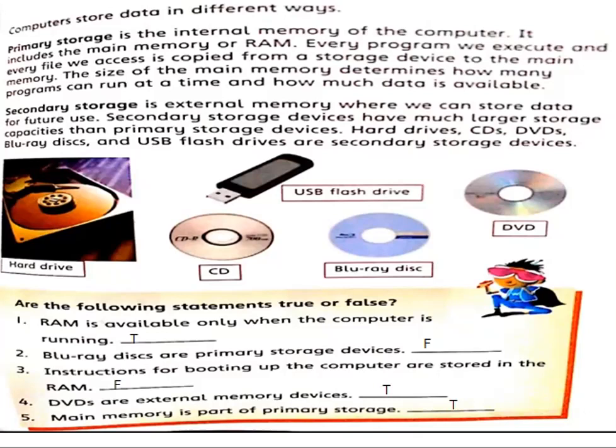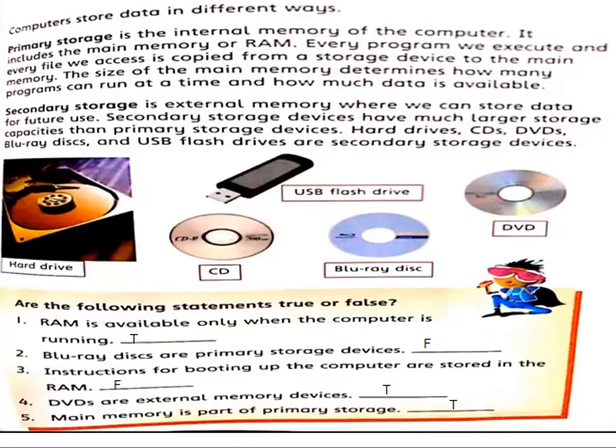So at the end of this page, we also have true and false statements. We are also going to do this. The first one is: RAM is available only when the computer is running. So that is a true statement. When we turn off the computer, RAM is not a permanent memory. Okay.